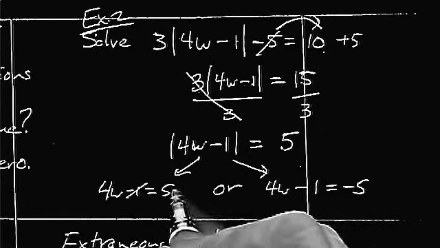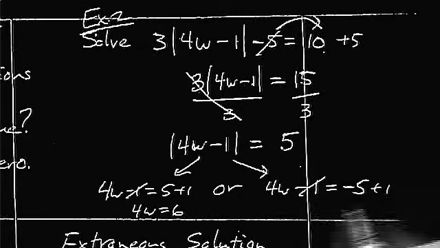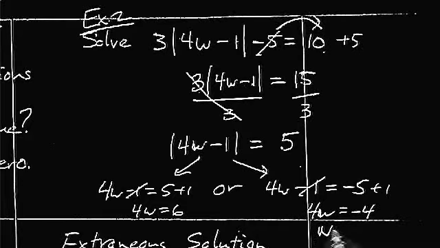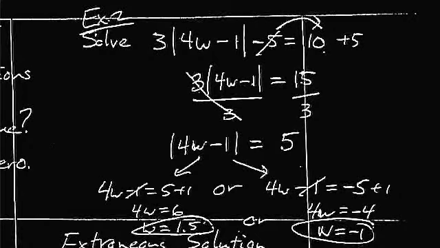Okay, and then of course we're going to add 1. 4w equals 6, add 1. 4w equals negative 4. And solve. W equals negative 1, or W equals 1.5. When you divide 6 divided by 4, you get 1.5.